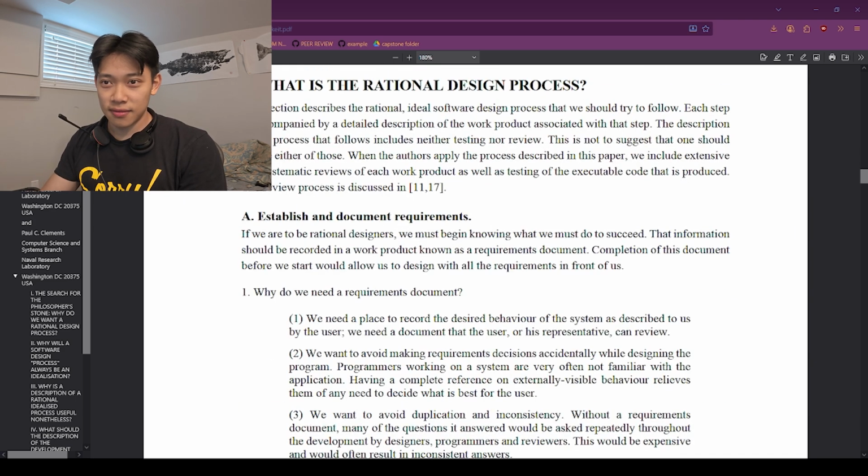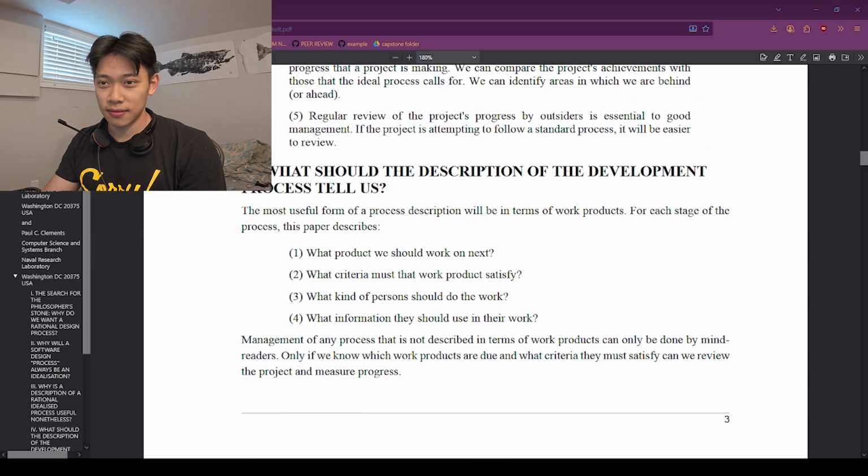Okay. What should the description of the development process tell us? Okay, sure.